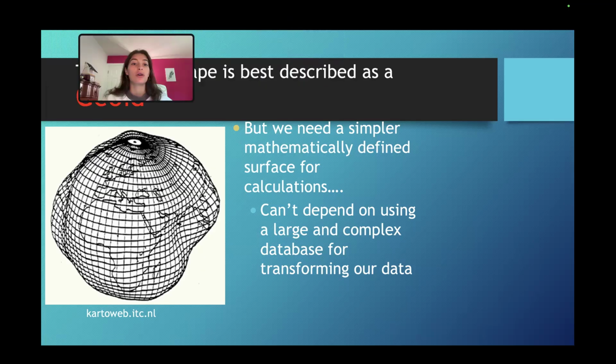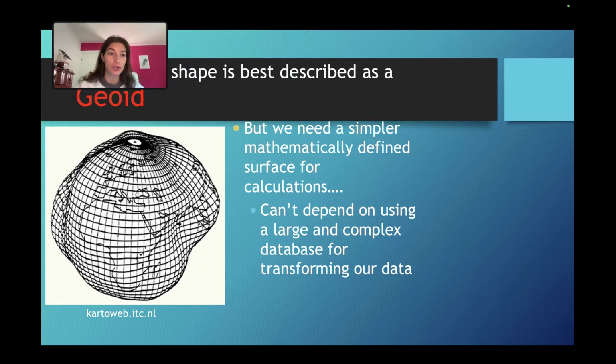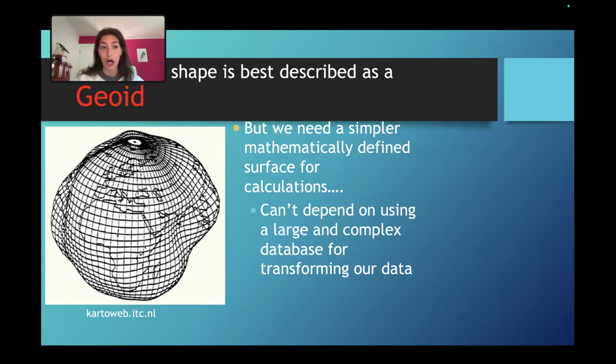So, Earth's shape is best described as a geoid. Again, we discussed it being an oblate spheroid, but we can describe it as a geoid because of all these assumptions that aren't mathematically based, but more so based off of on-ground measurements and satellite measurements. However, there needs to be some sort of math involved, right? We love to throw math into everything.